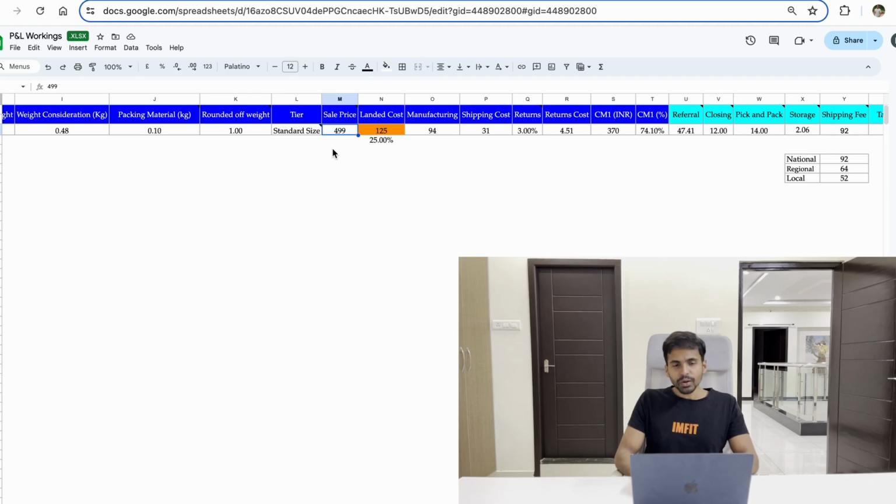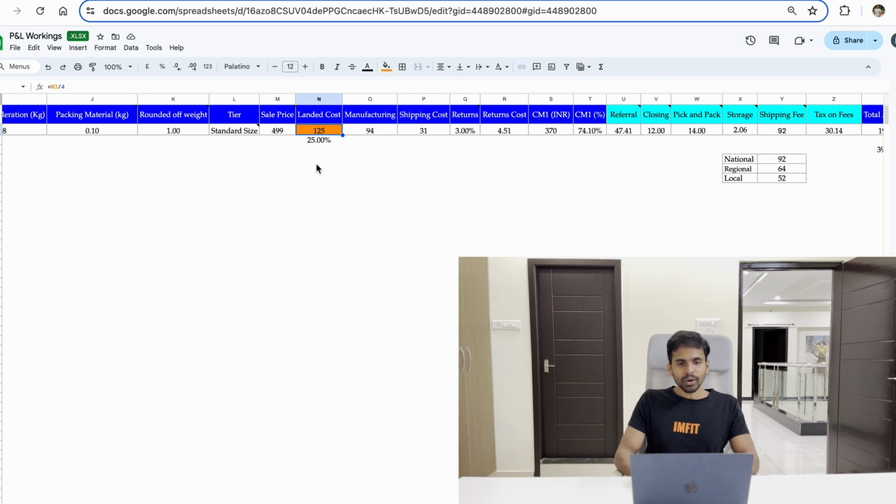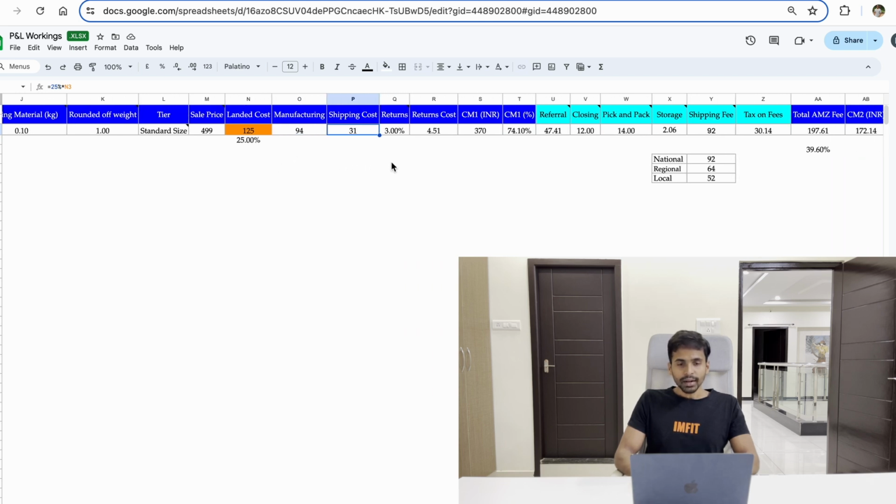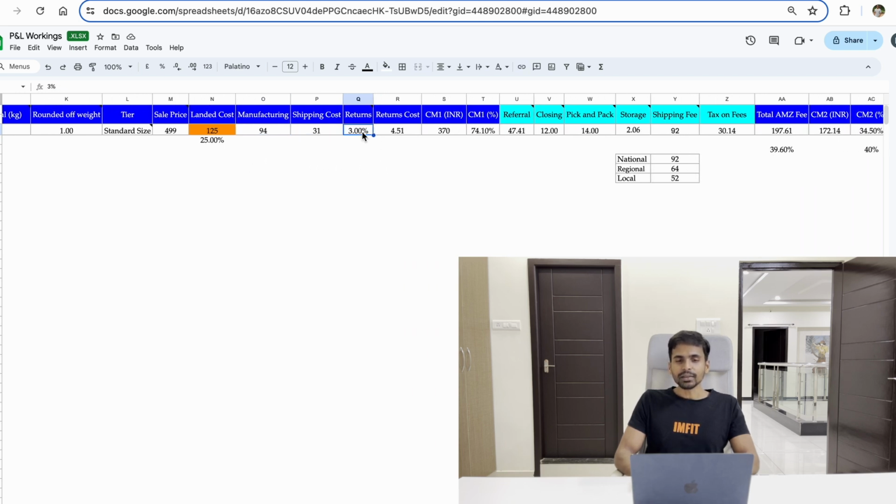Alright, let's assume we want to sell a product which is priced at 499 rupees. My landed cost is around 25% of my sale price. So 25% of 499, which is 125. And in order to further break it down, I'm assuming my manufacturing cost to be 94 rupees and my shipping cost to be around 31 rupees. Alright, and then I have factored in the cost of returns in my category. Let's assume my return ratio is around 3%. It means there is a cost.